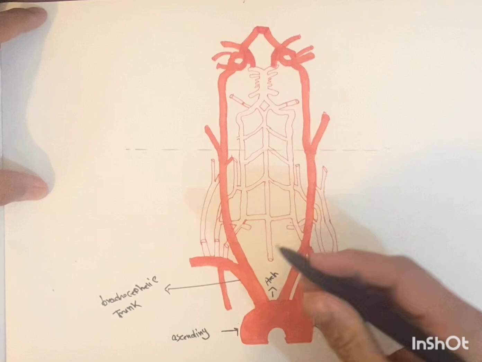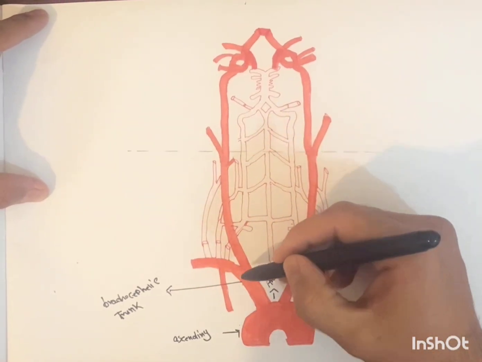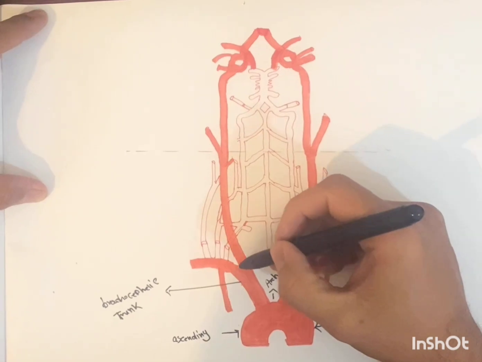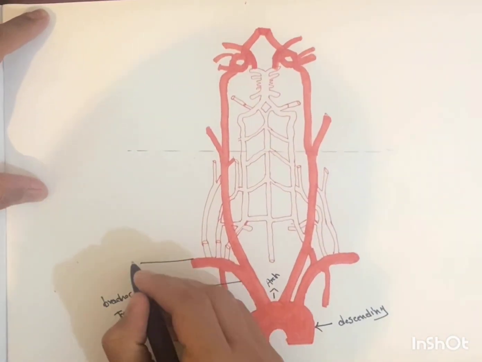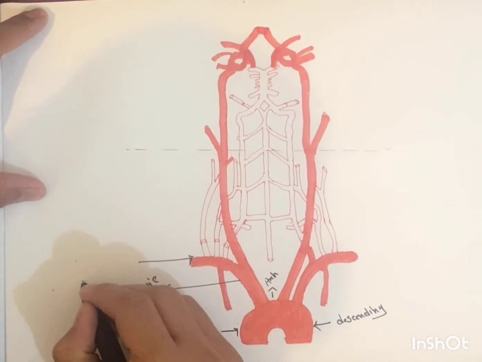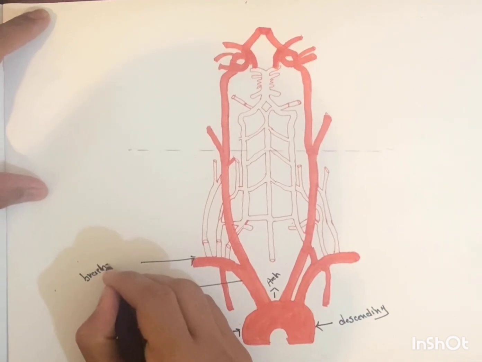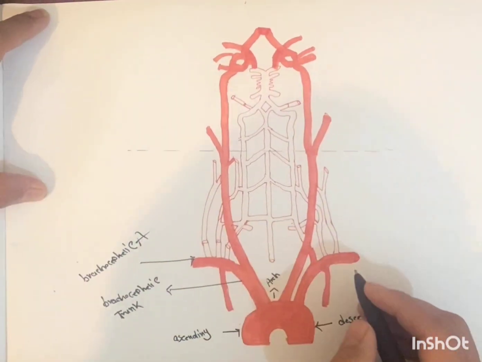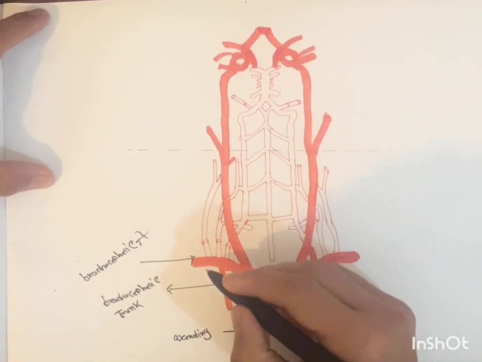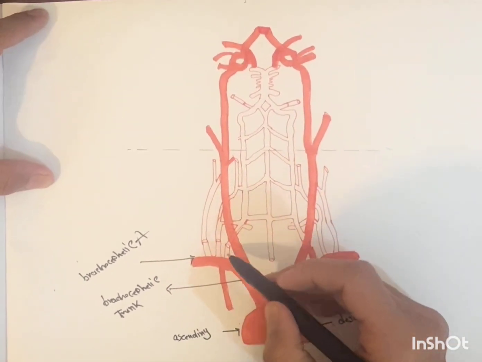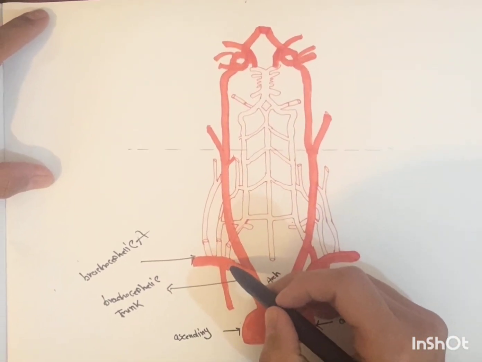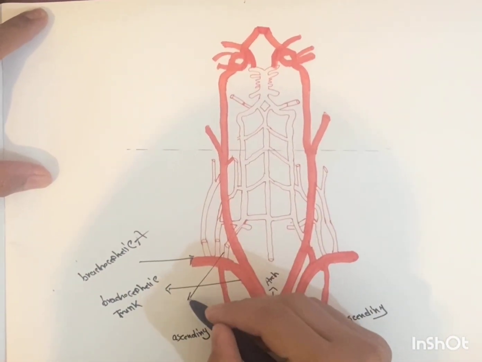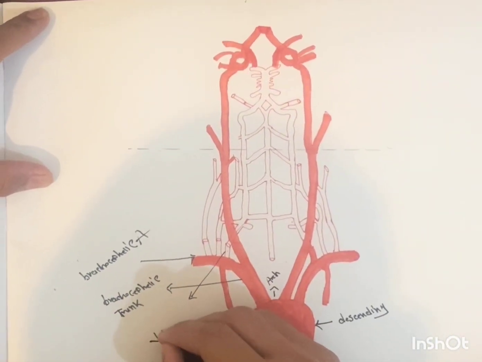This right brachiocephalic trunk divides here, and gives you the common carotid artery, the carotid system, and then the subclavian artery. Here the first branch of the subclavian artery is called the vertebral artery. This one is called the vertebral artery.